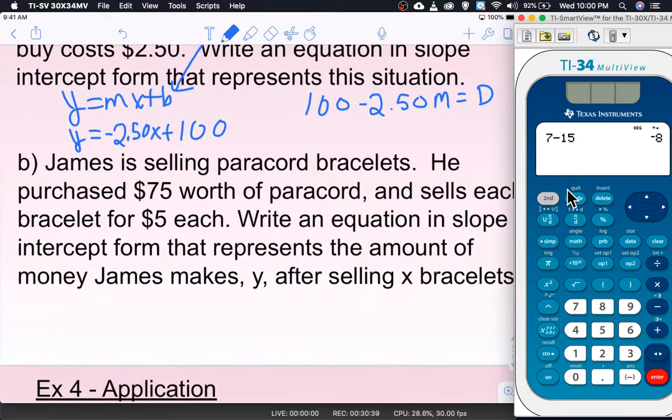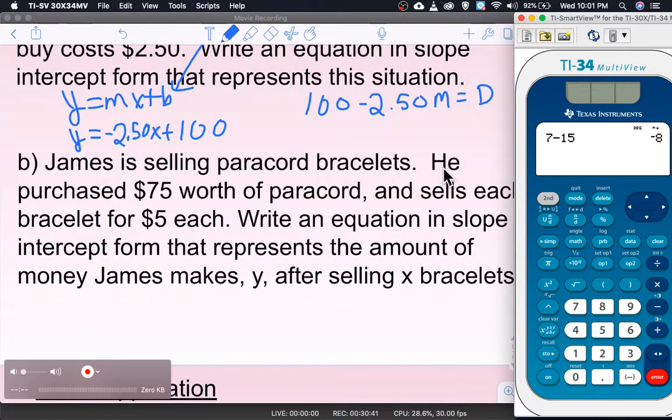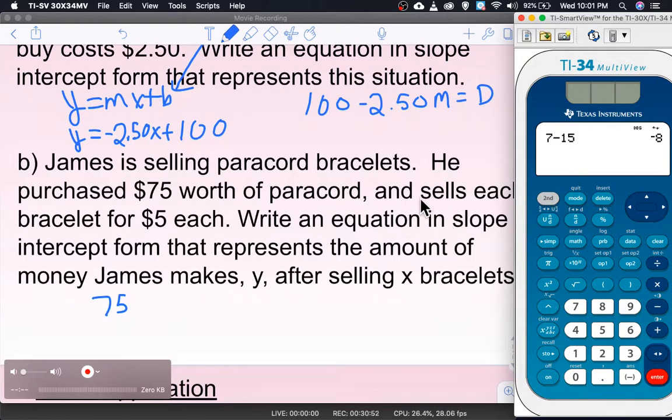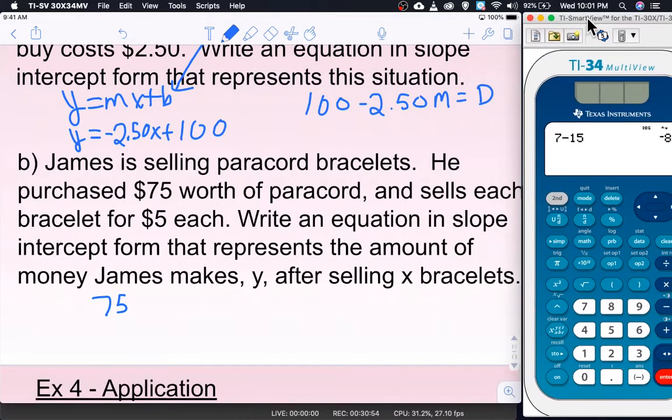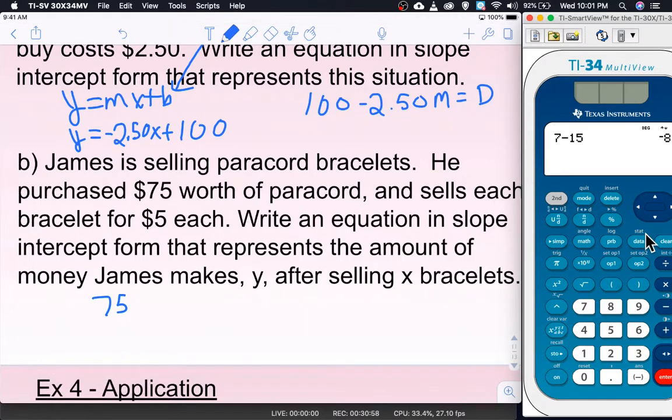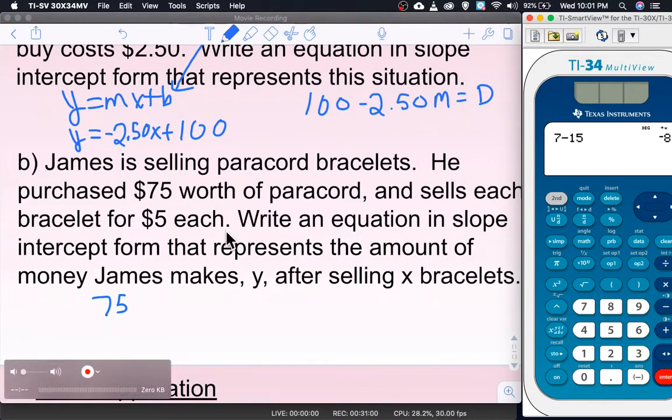Letter B here says, James is selling paracord bracelets. He purchased $75 worth of paracord. Okay, so he starts with $75 worth of paracord. He sells each bracelet for $5. Write an equation in slope-intercept form that represents the amount of money James makes, y, after selling x bracelets.